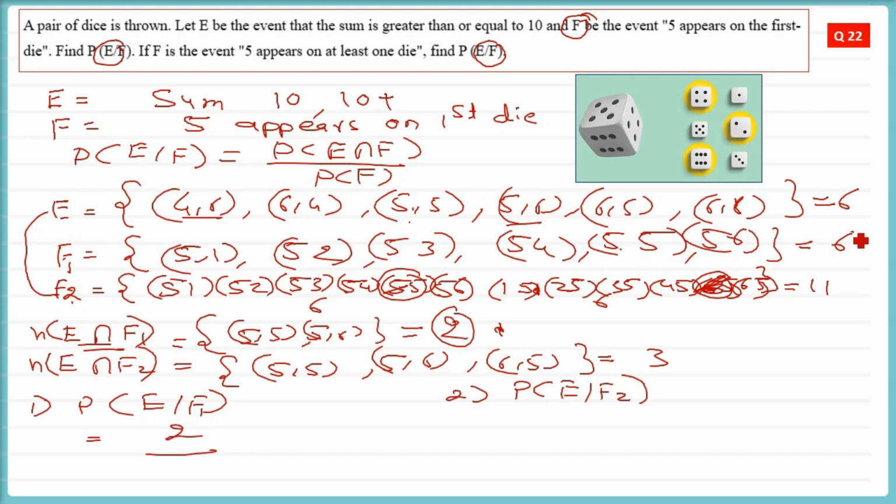So it's 6. So 2 by 6 it is. Now here the number of elements in F2 is 11. And the intersection gives you what? E intersection F2 is 3. So we have 1 by 3 and 3 by 11 as the answers of the two parts.